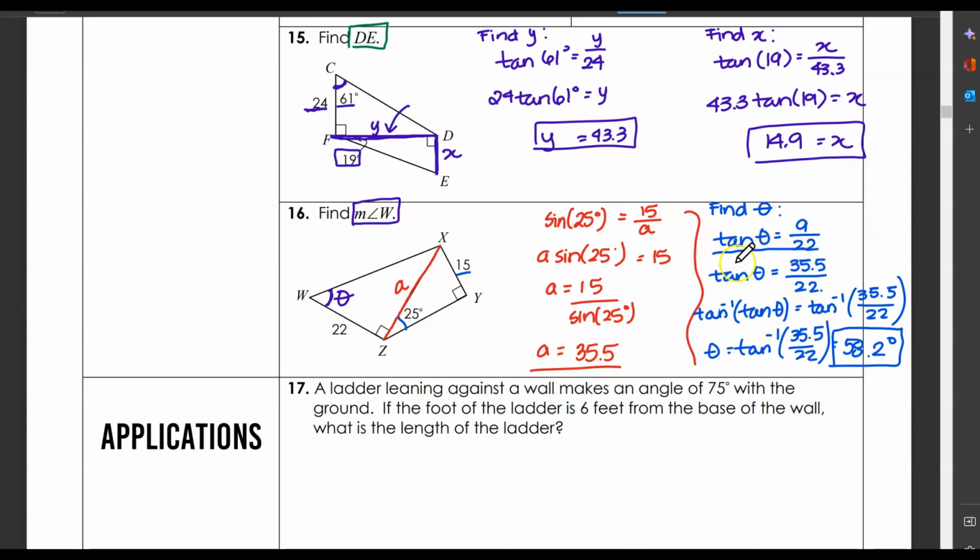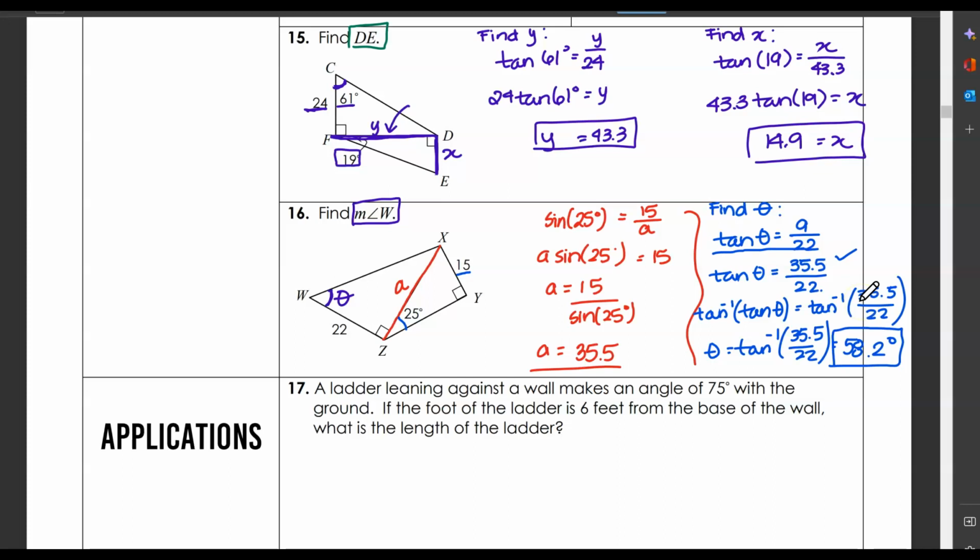Now we're going to plug that in to our tangent here. And we can now use arc tangent, or tangent inverse, to undo the tangent function. And we get theta is equal to 58.2 degrees. Hopefully you were able to follow that along.